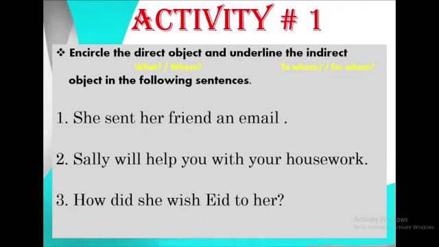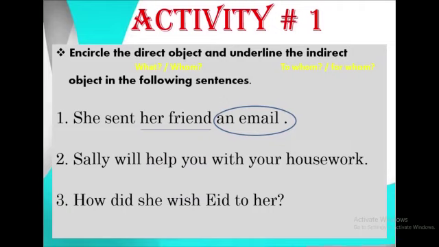Let's do sentence number 1. She sent her friend an email. So here, sent is the verb and her friend, an email. There are two phrases. One of them is a direct object, the other is an indirect object. She sent what? She sent an email. An email is the direct object. And her friend, to whom? To her friend. So this is an indirect object.